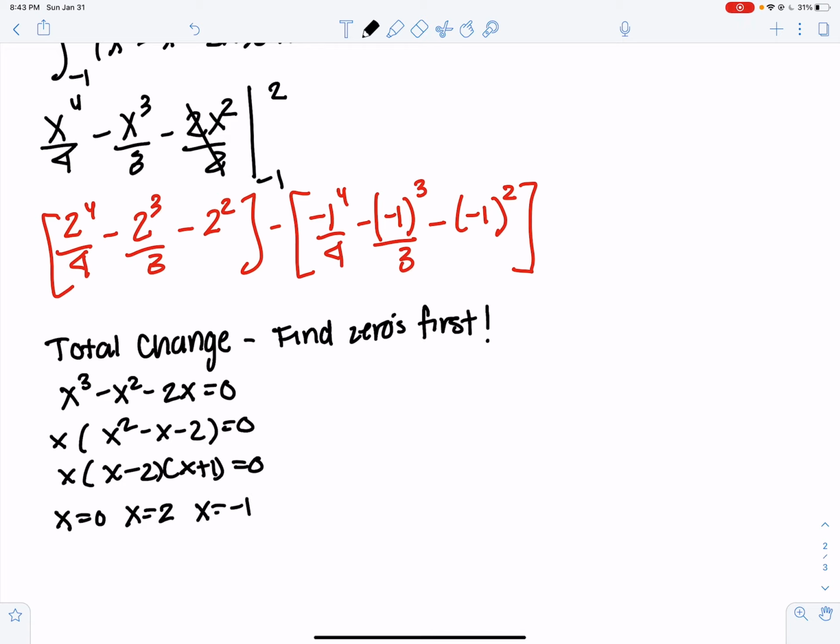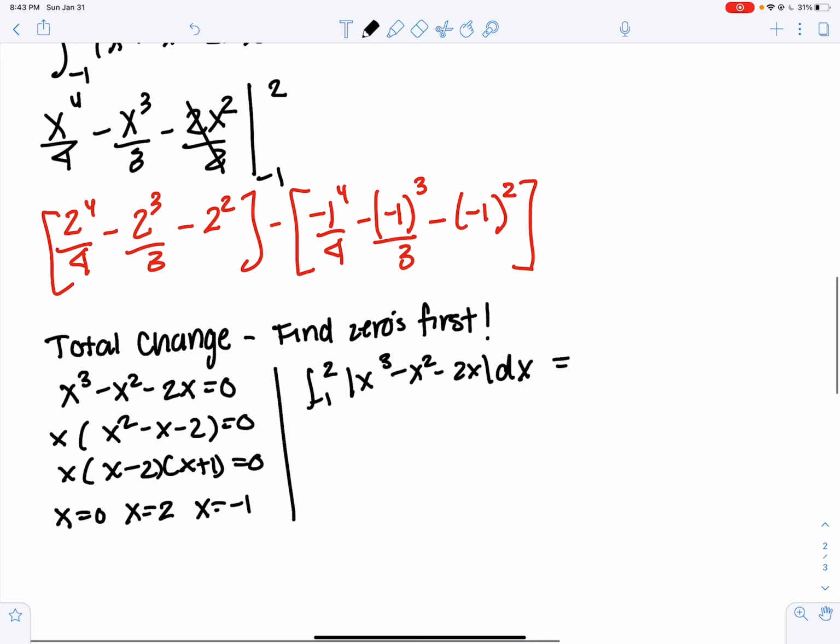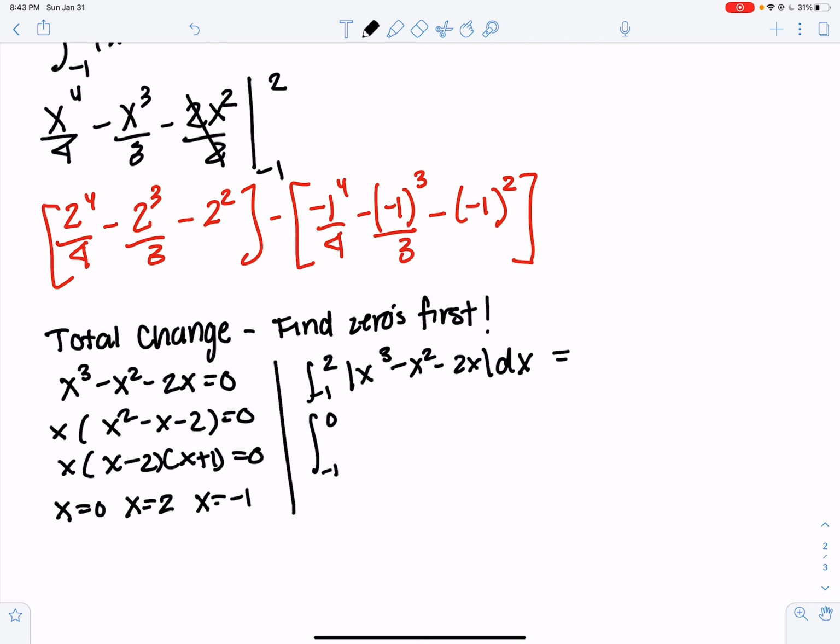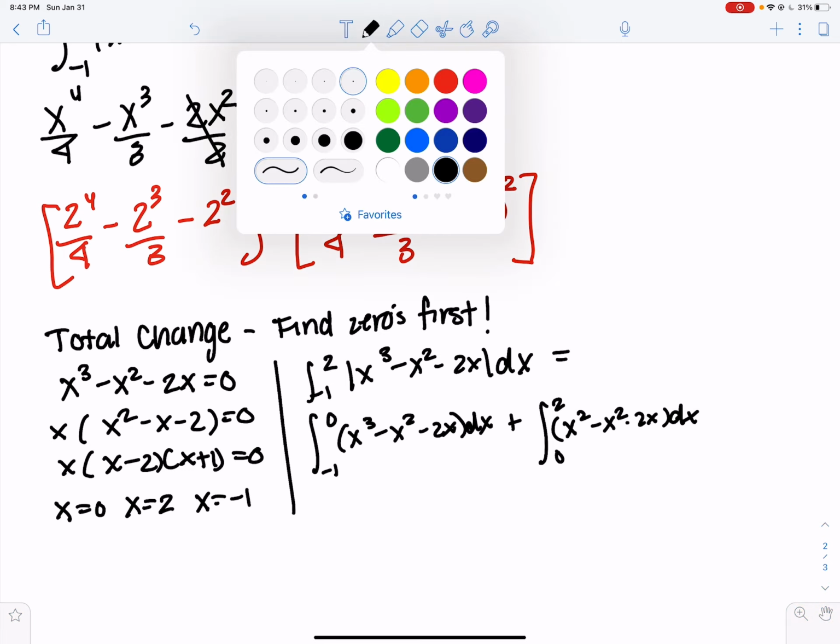Now we break up our integral. Okay, now we can break up the integral from negative 1 to 2 of the absolute value of x cubed minus x squared minus 2x dx. This is equal to the integral from negative 1 to 0 of x cubed minus x squared minus 2x dx plus the integral from 0 to 2 of the same function. And don't forget to put your absolute values.